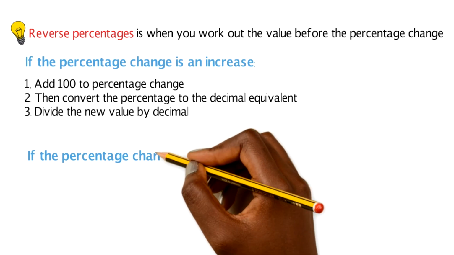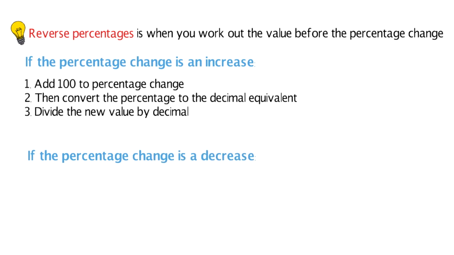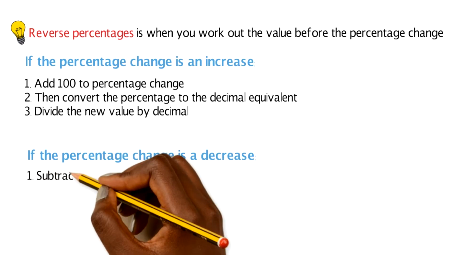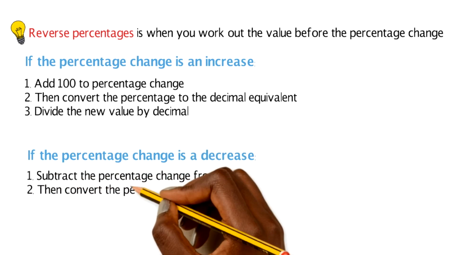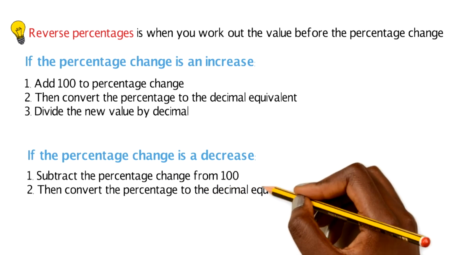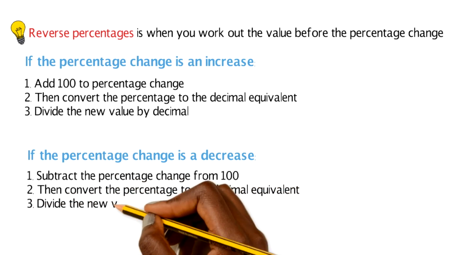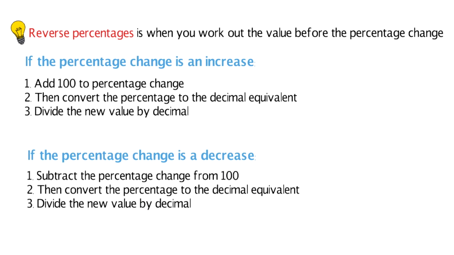But let's say if the percentage change was a decrease, okay, like a reduction, then you're going to subtract the percentage change from 100. Then convert the percentage change into its decimal equivalent, so same as step 2 above, and the same again in terms of divide the new value by the decimal.